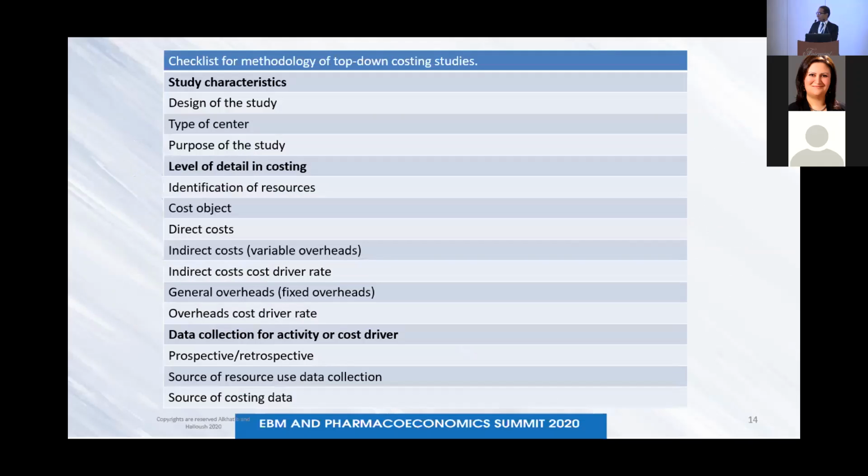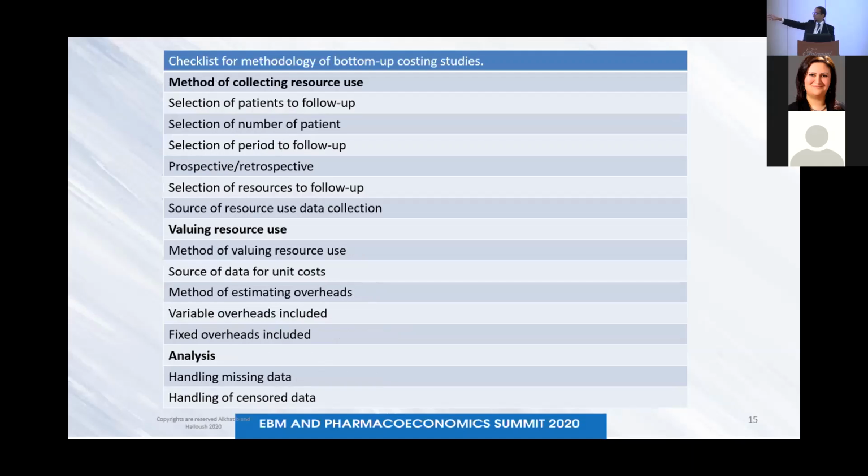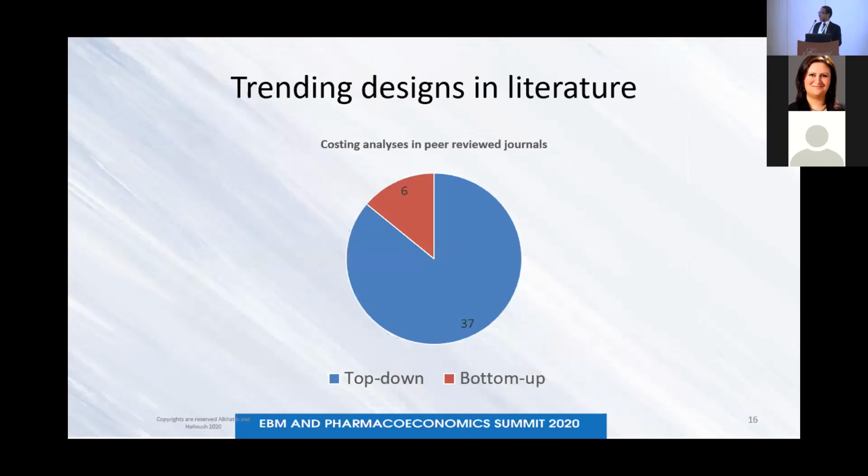For criteria or checklists, if I have a specific form, I need to make sure that I have a checklist. The checklist for top-down is here. I'm not going to go into too much detail. The checklist for the methodology of bottom-up costing methods is going to be here. I will leave my slide deck here. If you are in a healthcare system and responsible for costing methods or calculations, you can use this checklist.